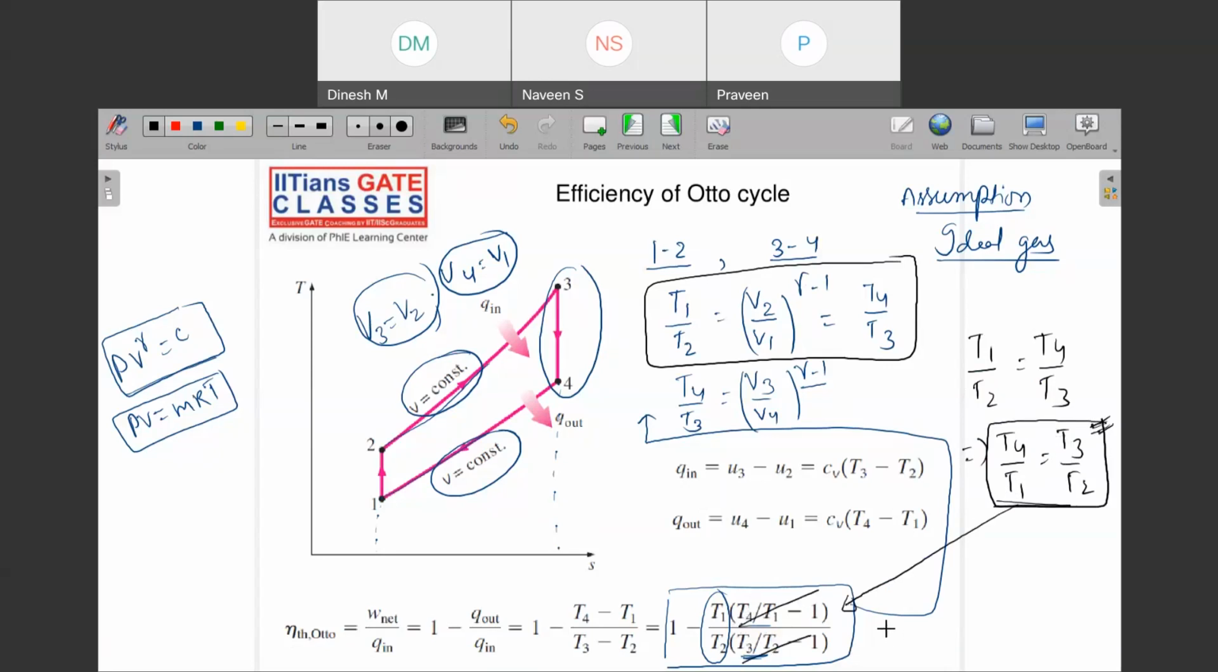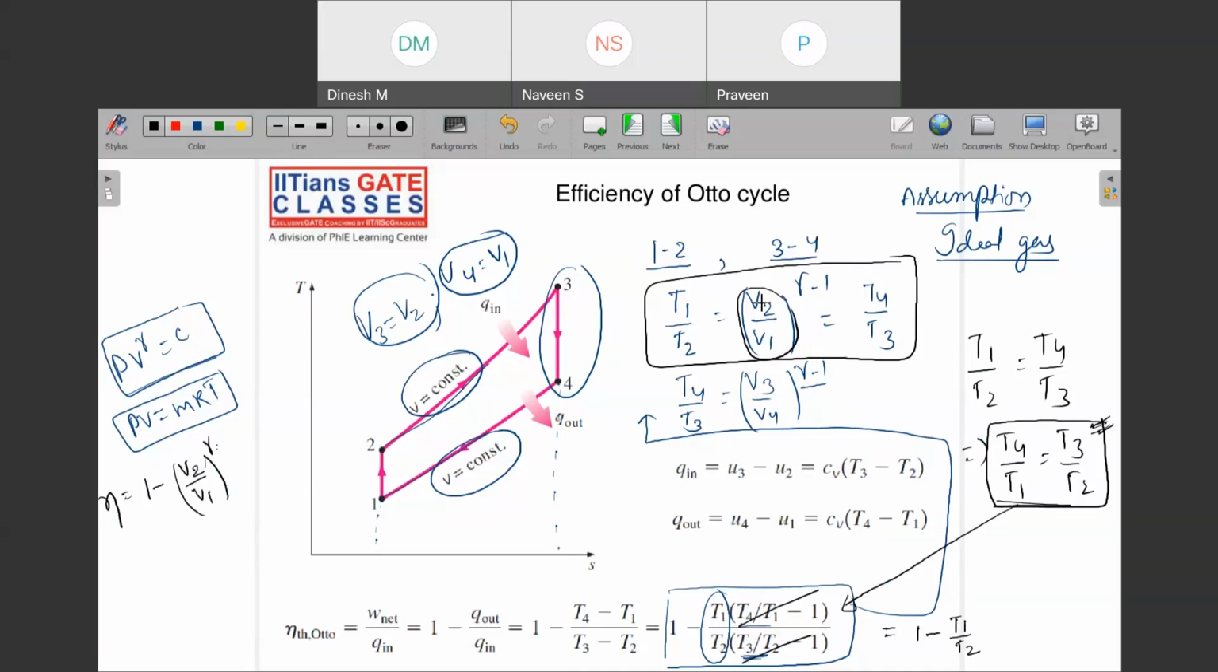Now you are left with only 1 minus T1 upon T2. And T1 upon T2 is nothing but V2 upon V1 to the power gamma minus 1. So I am writing down here: now can I write eta is equal to 1 minus, T1 upon T2 we have seen, V2 upon V1 to the power gamma minus 1.